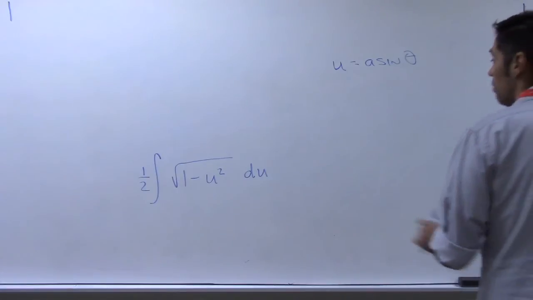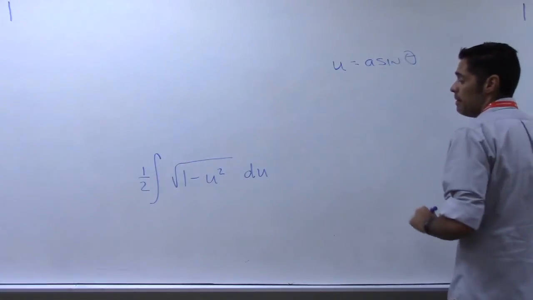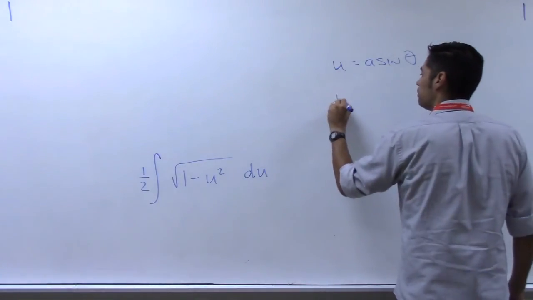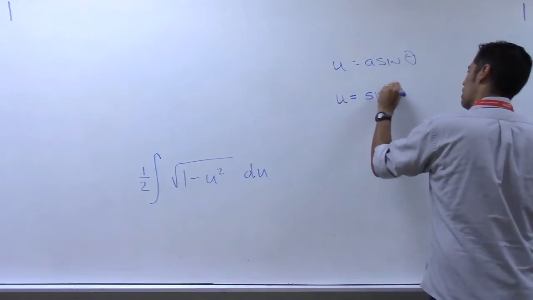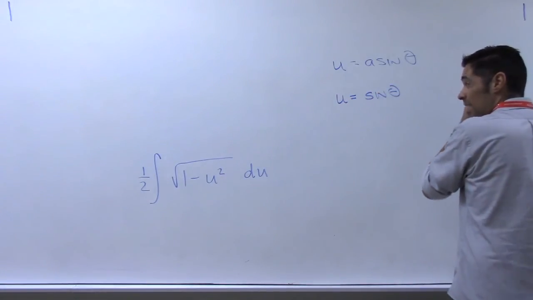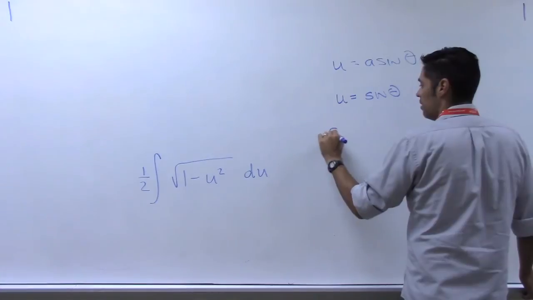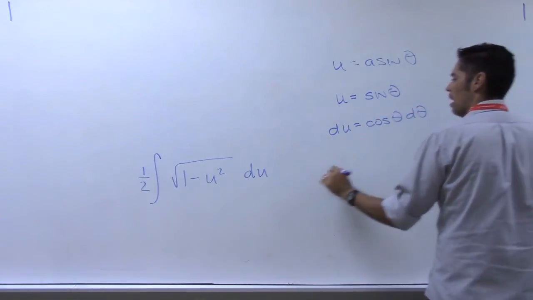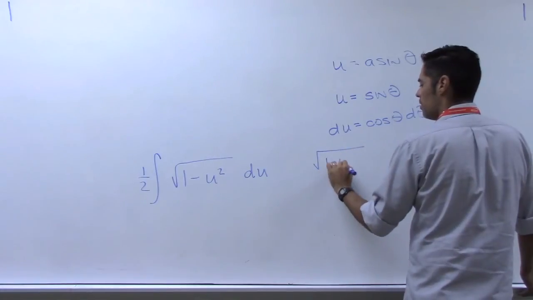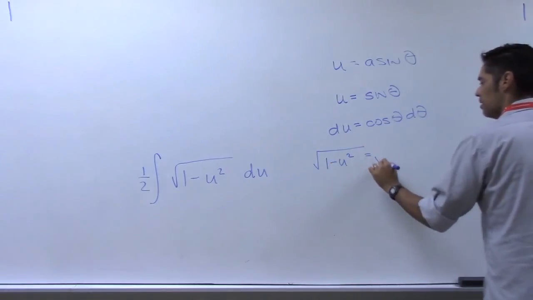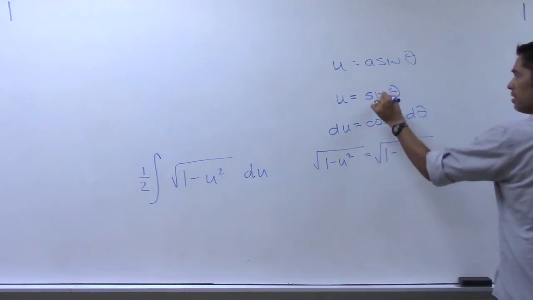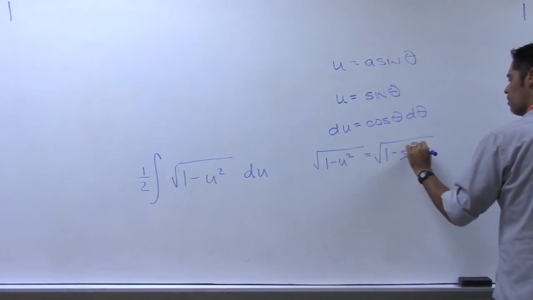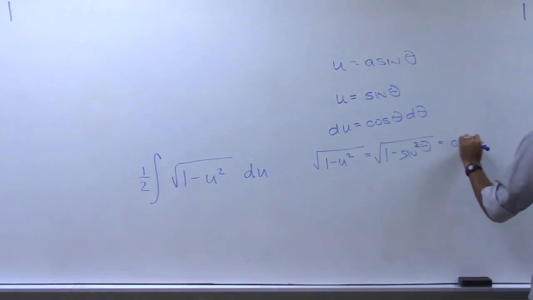All right, so we're going to be using u instead of x. A is 1 in the problem. So u is going to be 1 sine theta, or just sine theta. Now I do the derivative, cosine theta d theta. And then the square root of 1 minus u squared this time is the square root of 1 minus sine squared theta, which is just cosine theta after you clean that up.